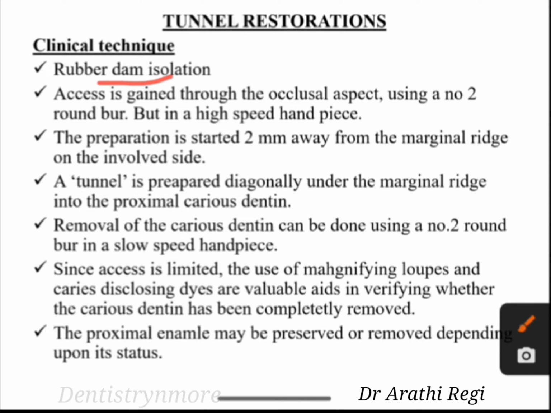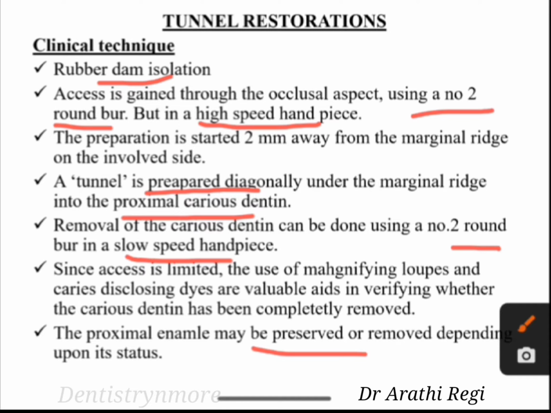The tooth is isolated with the rubber dam. After that, from the occlusal aspect, the access is gained by using a number 2 round bur in a high speed handpiece. After that, the tunnel is prepared diagonally under the marginal ridge into the proximal caries lesion, and the carious dentin is removed by using a number 2 round bur in a slow speed handpiece. Since the access is limited, using magnifying loupes makes it easier, and the proximal enamel is either preserved or removed depending upon its status.